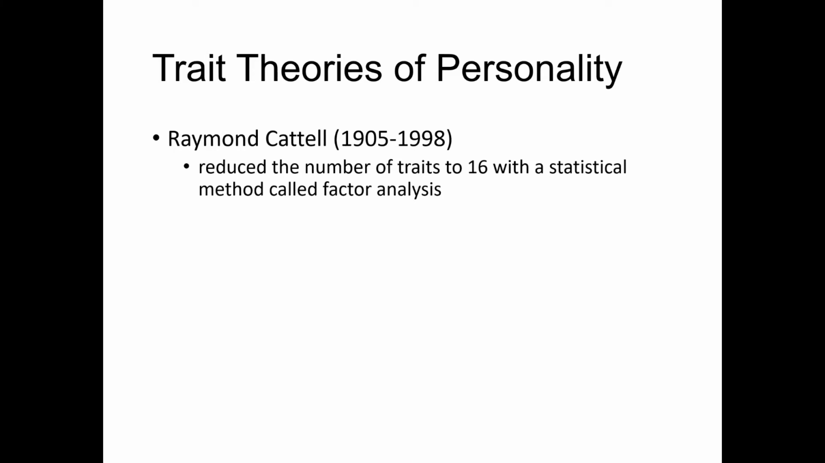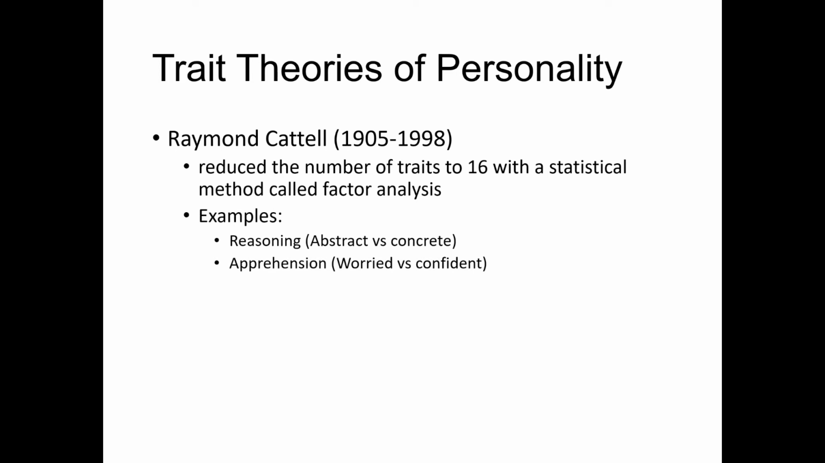So Cattell reduced the number of traits to 16 with a statistical method called factor analysis, which is basically a method to group similar variables, in this case traits, into smaller groups. So for example, traits such as anxiety and worry could be combined into a single group. Some examples of these 16 traits that they identified are reasoning and apprehension. So whether an individual tends to engage in abstract or concrete thinking, and to what extent an individual tends to worry as opposed to feeling confident.